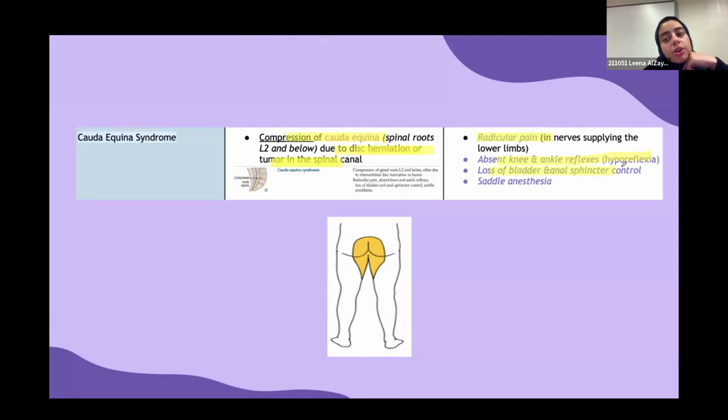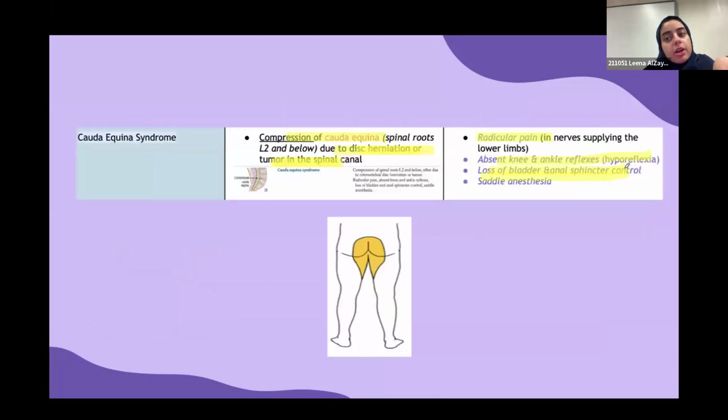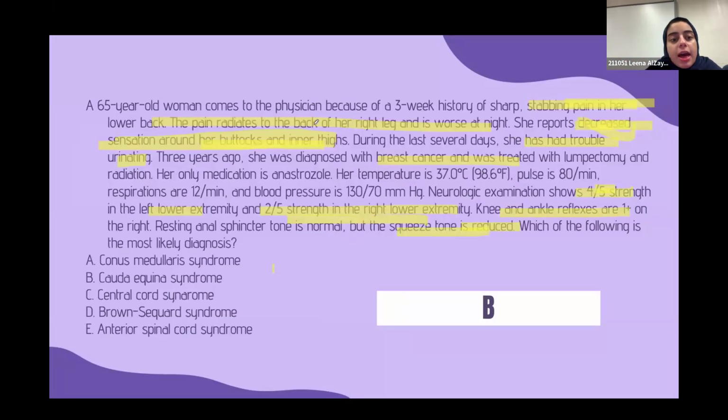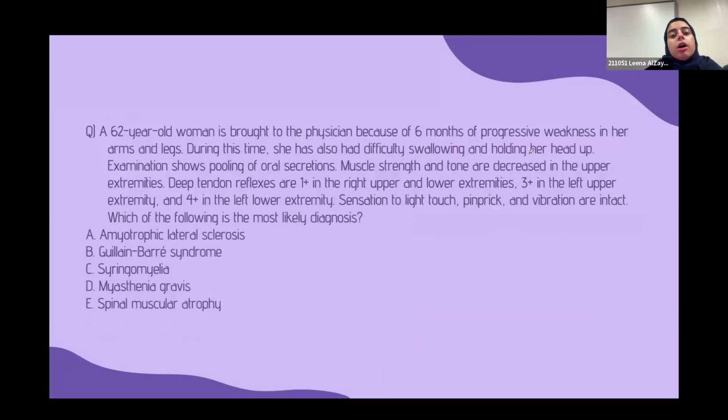You have loss of bladder and anal sphincter control, and she said she had trouble urinating as well. She has loss of bladder and anal sphincter control because the nerves in the sacral region are responsible for that. And then you have saddle anesthesia, and saddle anesthesia is exactly this. This is exactly what saddle anesthesia looks like, okay? So that's why she said that her sensation around the buttocks and inner thigh is being lost, which is saddle anesthesia. Okay? Let's go to the next.